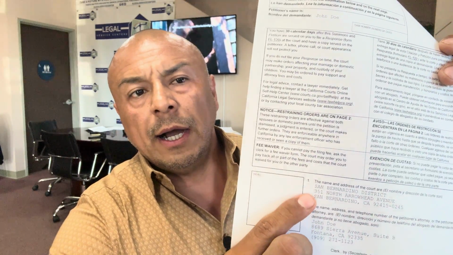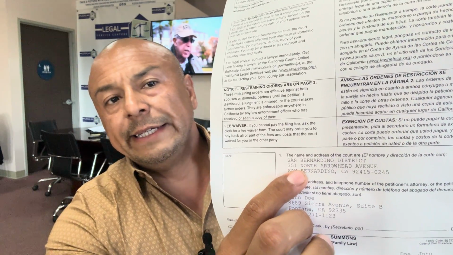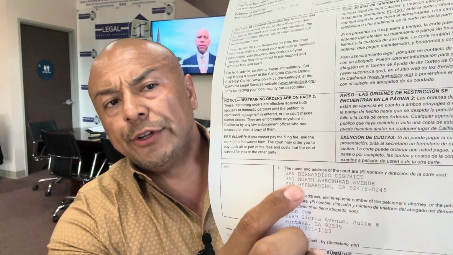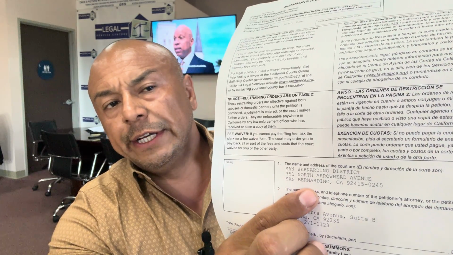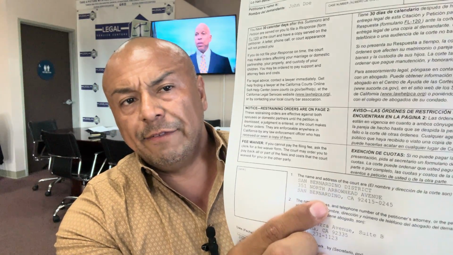The next thing is number 1. So there's number 1 and then there's number 2. Number 1 says the name and address of the court. Again, we're doing San Bernardino County. Specifically, we're doing San Bernardino Courthouse. So on the first line here, you're going to put San Bernardino District. The address of that court is 351 North Arrowhead Avenue, San Bernardino, 92415. So that's where that information is going to go.